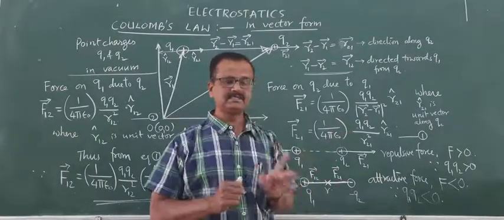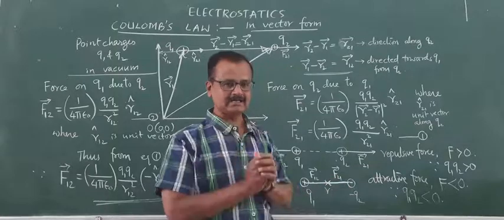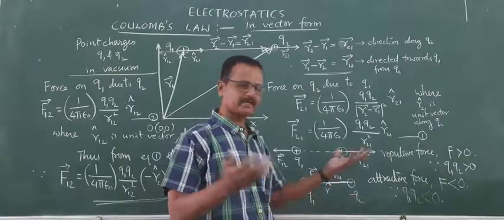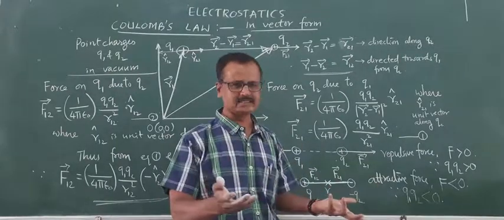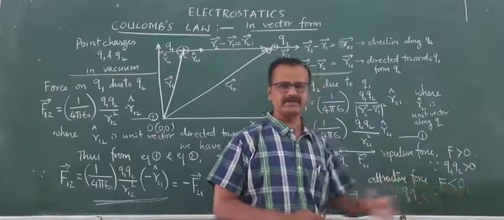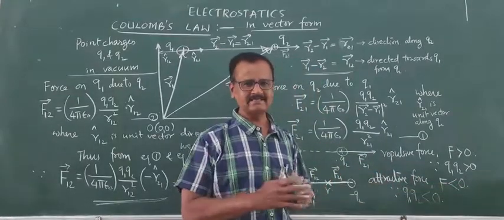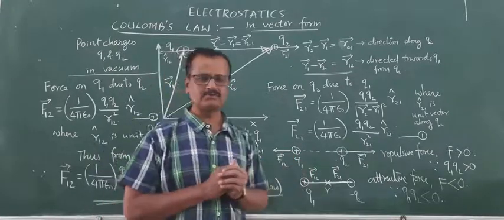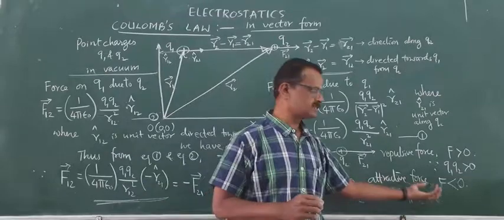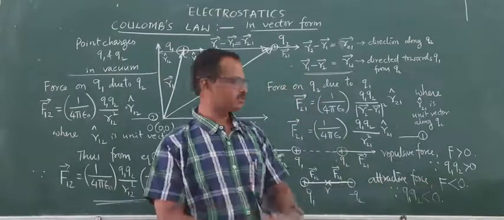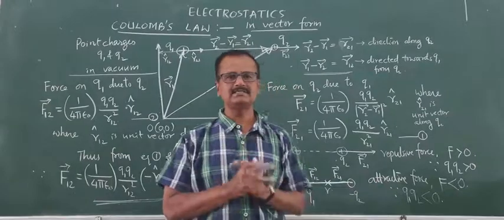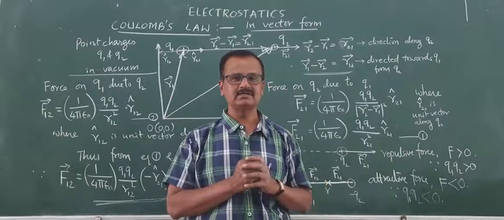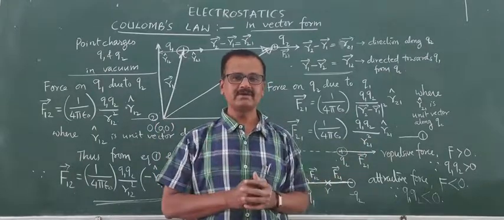If in case the charges are unlike, then the product Q1 Q2 is negative. When the product Q1 Q2 is negative, ultimately the force is also negative. The force being negative implies it is an attractive interaction. Remember, whenever the force is negative, it implies attractive force. Whenever the force is positive, it implies repulsive force. Gravitational force is always attractive in nature, therefore it is always negative force.